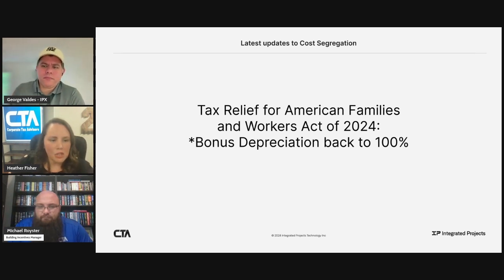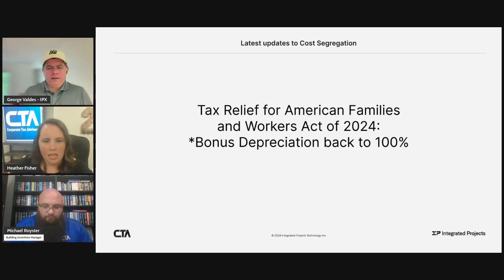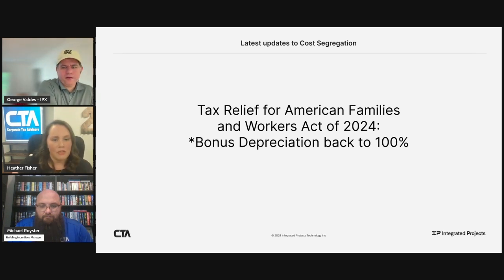Okay. And I did just want to note, so currently the state of the tax law is that we're at 80% bonus depreciation right now, and it's decreasing 20% over the next several years until it phases out. There is legislation now. It's the Tax Relief for American Families and Workers Act of 2024. The volatile state of Congress, we don't really exactly know what's going to happen with this, but it is something to note that there is the opportunity for bonus depreciation to go back to 100% if and when we can kind of get this together and get that law passed.